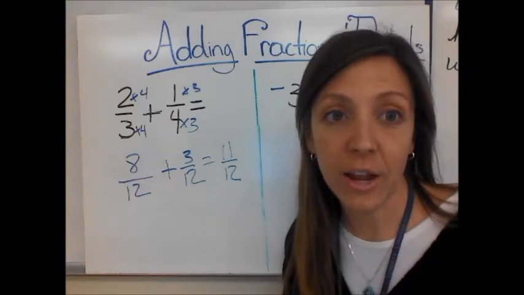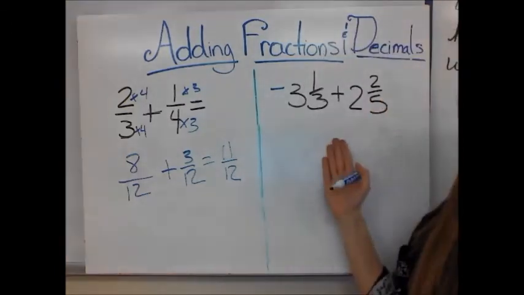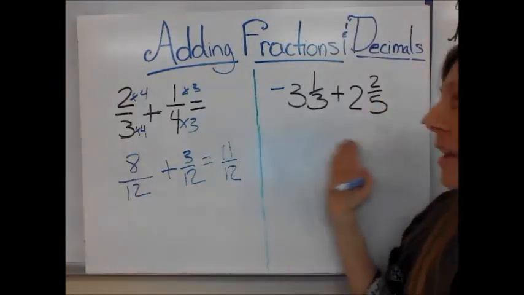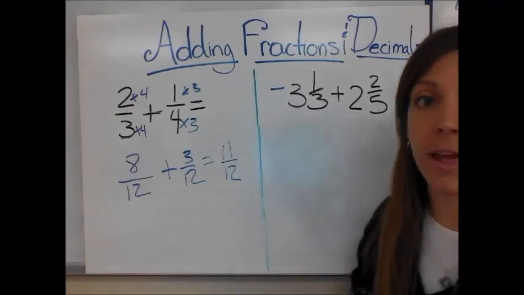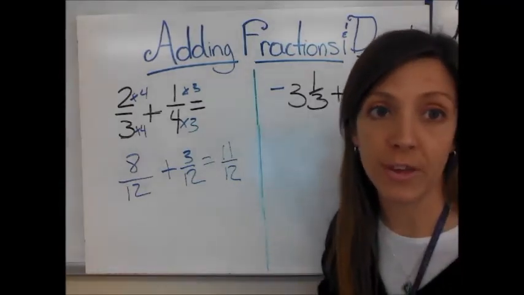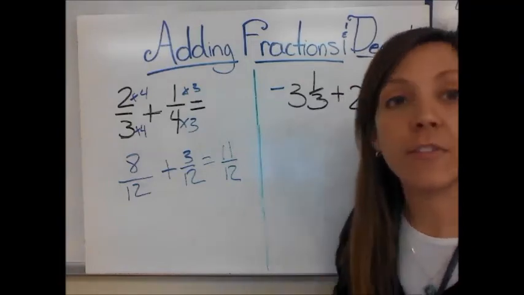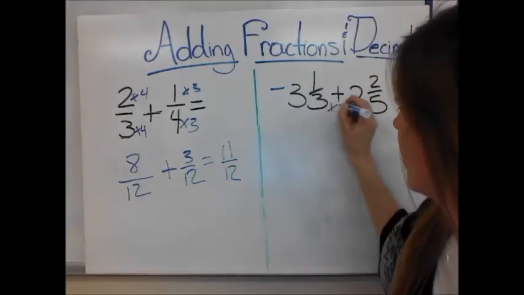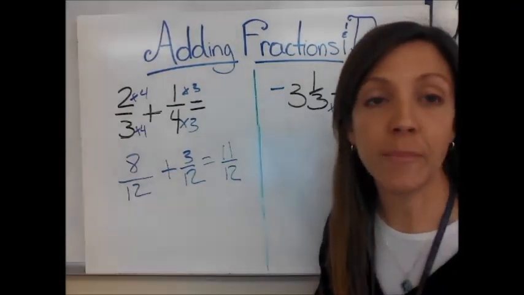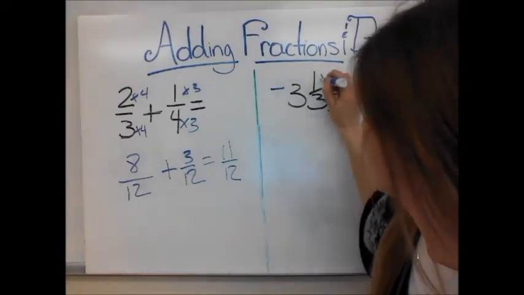Okay, let's take a look at our two mixed numbers. -3 1/3 plus 2 2/5. I have a 3 and a 5 as my denominators, and the least common multiple is 15. To change 3 into 15, I have to multiply by 5. Whatever I do to my denominator, I do to my numerator.